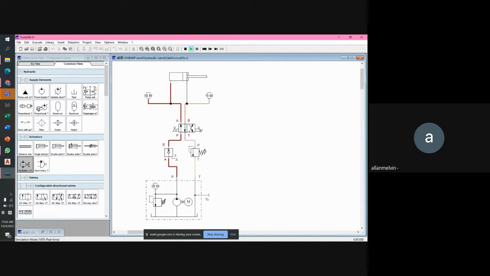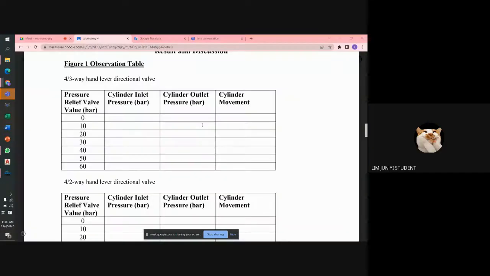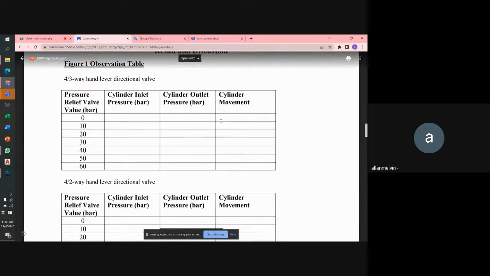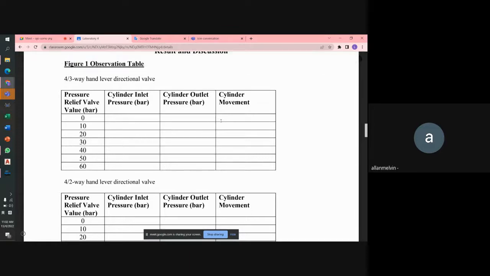The 58.99 is inlet pressure, and outlet is 10. Oh, okay. And then the cylinder movement, what do we need to write? Cylinder movement is like extending or retracting. So you just choose either one, when you give a pressure, when you actuate it. Okay, thank you, sir.